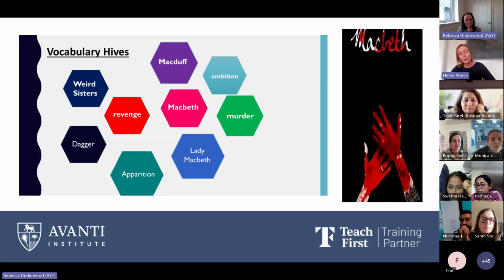Vocabulary hives is a lovely talk strategy. Doesn't have to be hexagons. If that's too tricky, it could just be your mini whiteboard, because that's got 4 sides. But it's all about where you put the words and how you link them. So would you put Lady Macbeth next to the daggers? Probably. Would you put the word ambition next to Lady Macbeth and Macbeth? That's got a link to the 2, hasn't it? So it's about how you manipulate the words in order to build the picture of how they link and the themes. And of course, that translates to every subject area.